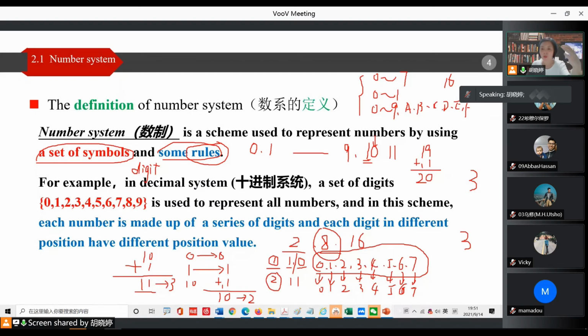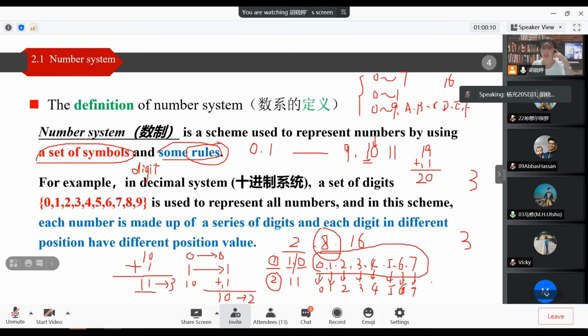How to represent 8 in the octal system? It's 1 0. Yes, 1 0. Not 8, because we have no 8 symbol. 7 plus 1 equals 8, so you need to generate a carry 1 to the high bit. So 7 plus 1 will be 1 0 in the octal system. Can you understand? Yes.